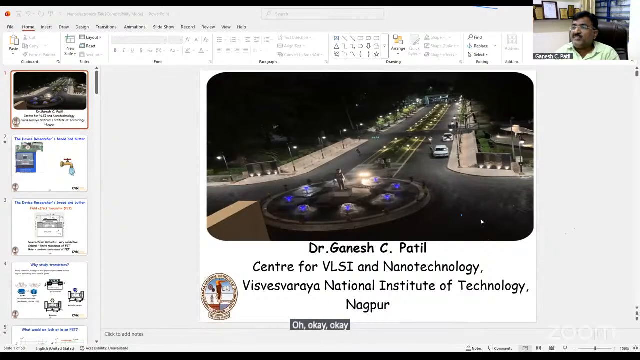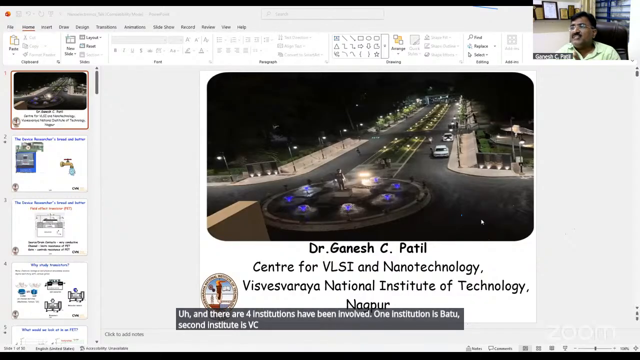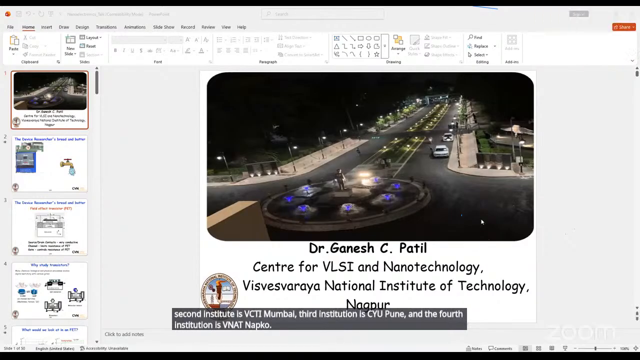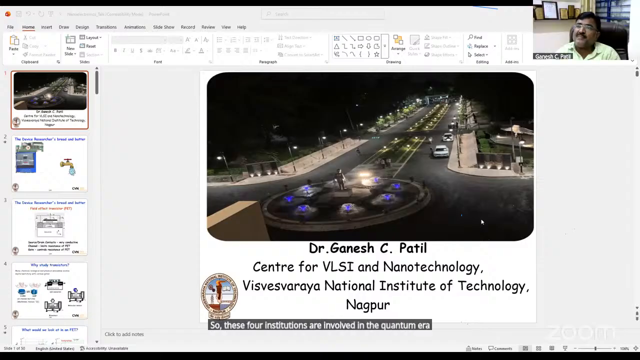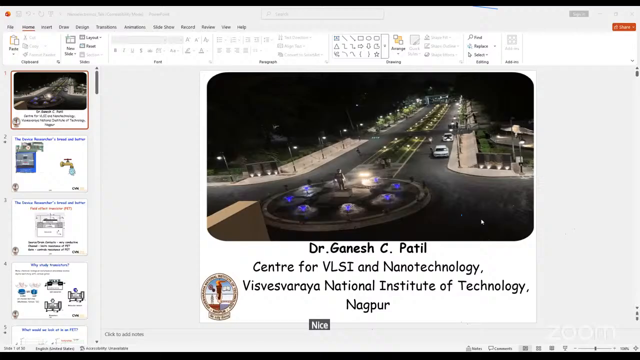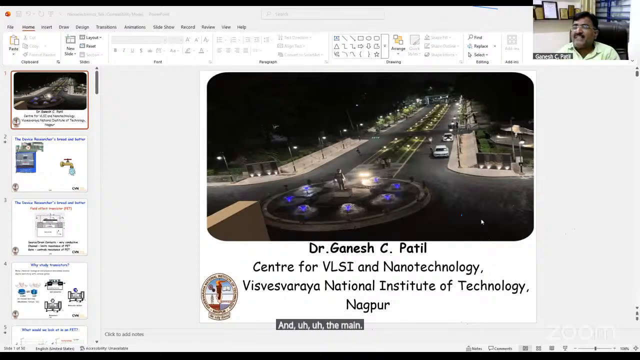Four institutions have been involved. One institution is BATU Lonere, the second is VJTI Mumbai, the third is COEP Pune, and the fourth is VNIT Nagpur. So these four institutions are involved in the quantum era. I am a part of that quantum mission. The main institute would be IISER Pune.